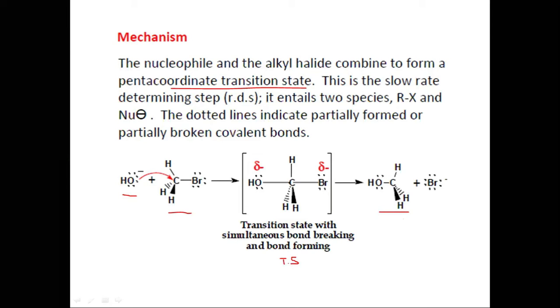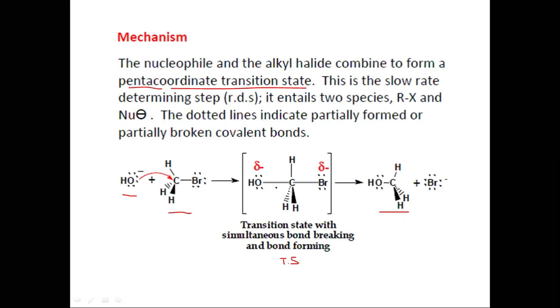In the transition state, it is a pentacoordinated form. Pentacoordinated means the carbon has how many bonds? Five. Penta coordination. If you look at this carbon, it has a bond to hydrogen, hydroxyl, Br, hydrogen, and hydrogen. So the covalency of this carbon, particularly in the transition state, is 5, with simultaneous bond breaking and bond forming taking place in the transition state.